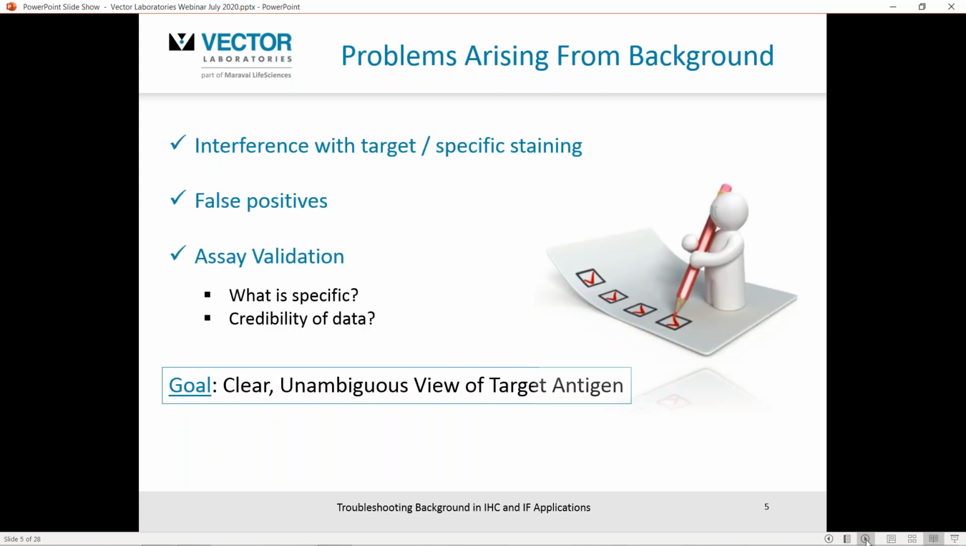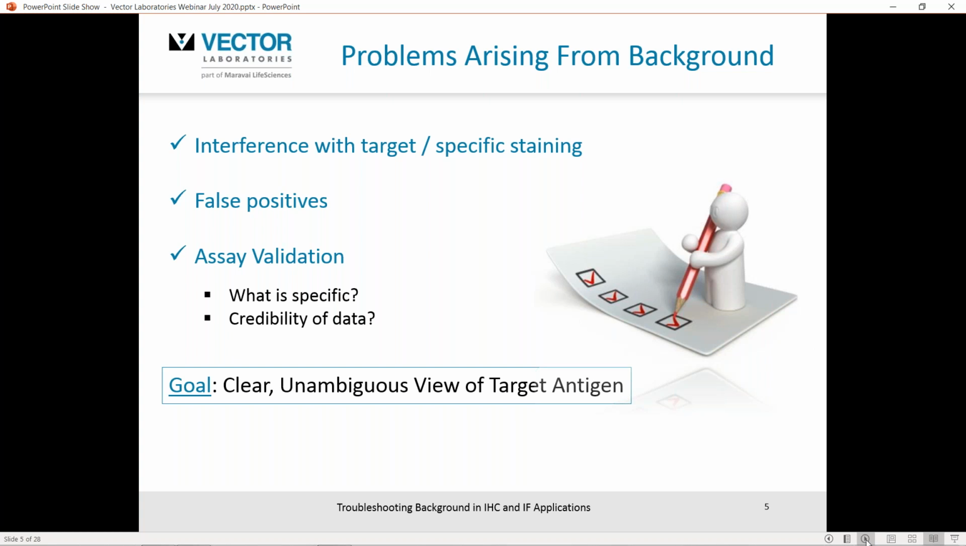So what are some of the problems arising from background in these applications? Certainly interference with the target or the specific staining you're trying to identify. There could be a lot of confusion with the antigen expression. This leads to false positives. Certainly there may be cells identified that are not supposed to be positive: different cells, different cell types, indeed different cell compartments may stain.